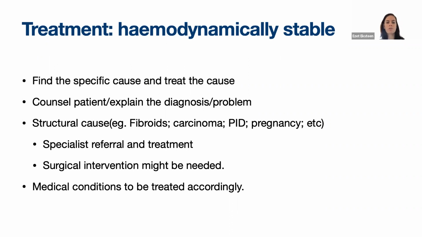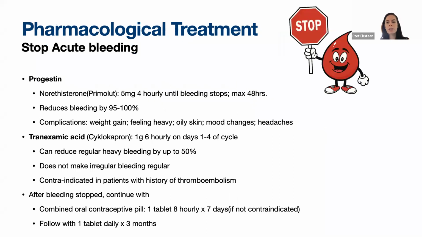If you have specific structural causes that you've identified, like fibroids or cancers, usually we refer them to specialists for treatment, and sometimes they might even need surgical intervention. And then if you have picked up that the patient has a bleeding tendency or any medical reason for bleeding, then this will also be treated accordingly. But let's talk about the patient that comes to you in the clinic and says, please just make the bleeding stop. Is there anything that we can offer them?